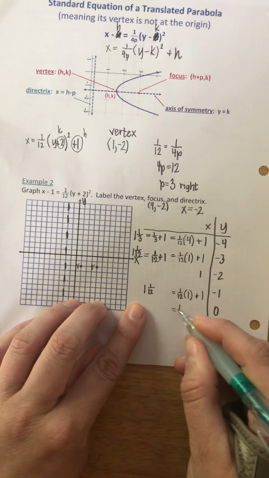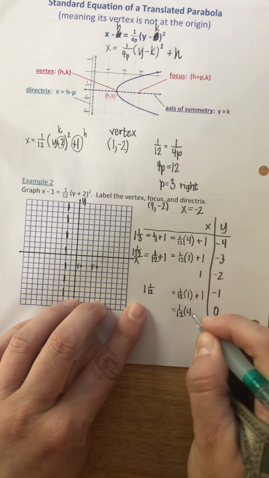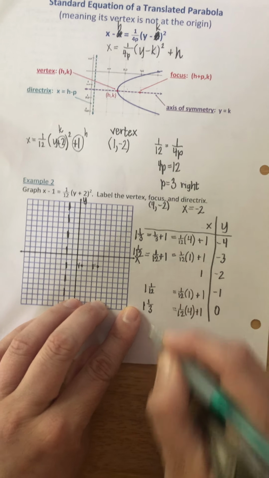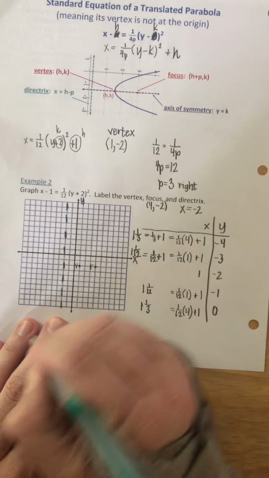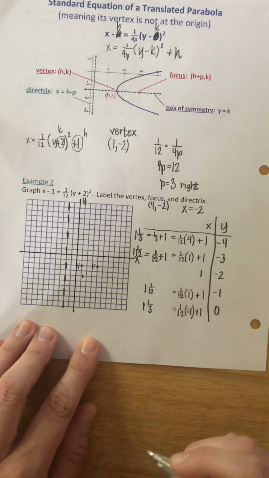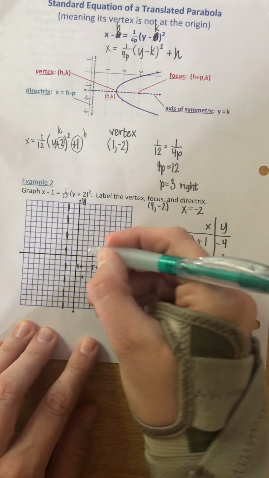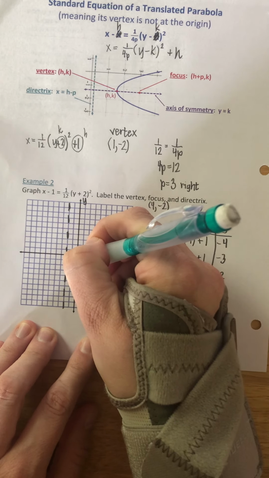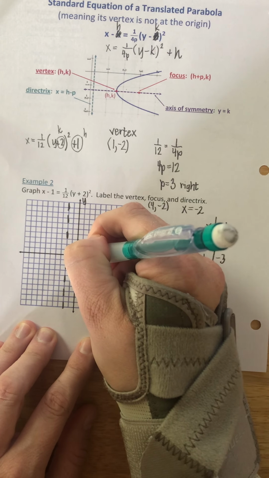Last one, 1/12. Plugging in a 0. 0 plus 2 is 2. 2 squared is 4. We're going to add the 1, and we're going to get the same thing, 1 1/3. So let's plot what we have. So we have 1 1/3, comma, -4. All right, then we have 1 1/12, comma, -3. Then we have 1 1/12, comma, -1. And then 1 1/3, comma, 0.